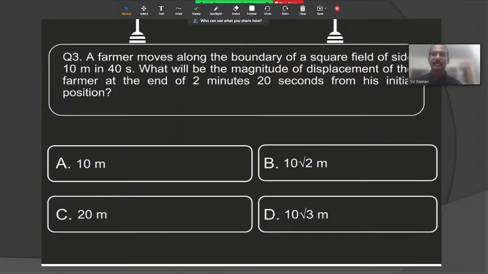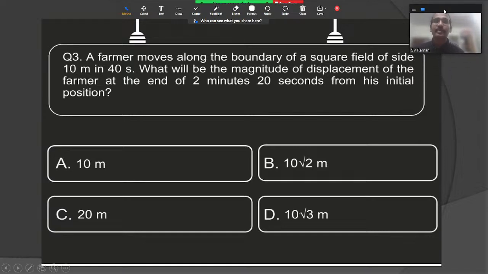Next, very important question. The students have to understand this question, then we can choose the right answer. The question here: a farmer moves along a boundary of a square field of side 10 meters in 40 seconds. What will be the magnitude of displacement of the farmer at the end of 2 minutes 20 seconds from his initial position?